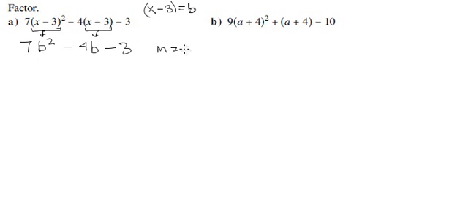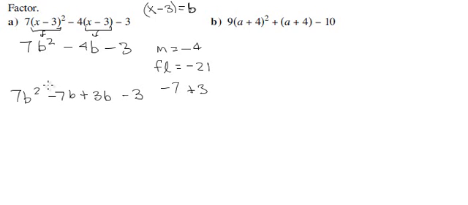Its middle coefficient is minus 4. The first times the last coefficients give 7 times negative 3, which is negative 21. So we need two numbers which add up to minus 4 and multiply to negative 21. Minus 7 and 3, I think it is. Add up to this, multiply to this. So when we rewrite, it's 7b squared on the front, minus 3 on the back, and in the middle we go minus 7b plus 3b. These two terms take the place of the negative 4b up here.